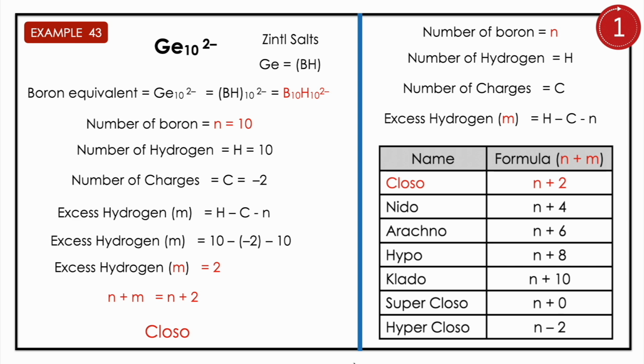Then the excess of hydrogen will be M equals H minus C minus N. If you substitute the values, H is 10, 10 minus minus 2 minus 10. If you solve it, you have M equals 2. M equals 2 means it is an N plus 2 system. If you look at the table, the compound has a closo structure. So according to Wade's rule, the Zintl salt Ge10 2 minus has the closo structure.